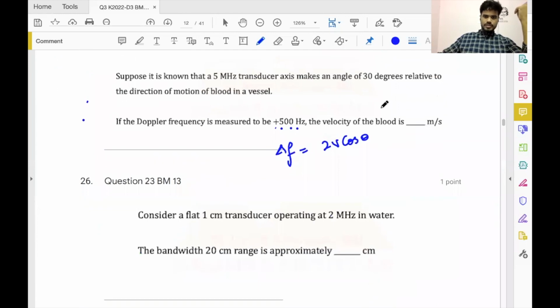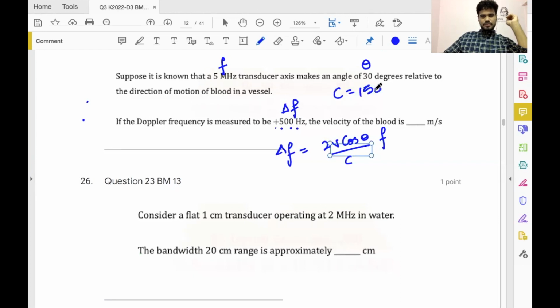How about this, 2A cos theta by C into F? We know F, we know theta, we know delta F. We have to find V. Can we quickly rearrange things and find it? As you know, this is Doppler ultrasound, 500 hertz. We are talking about blood, so C is going to be 1500. I suppose many of you have that answer, so I suppose that is correct.